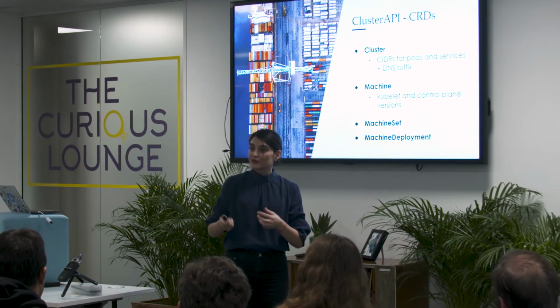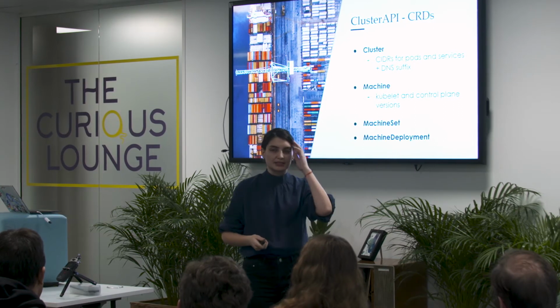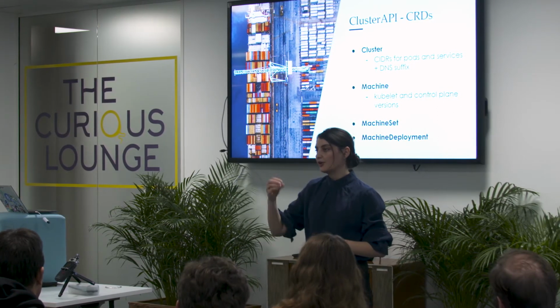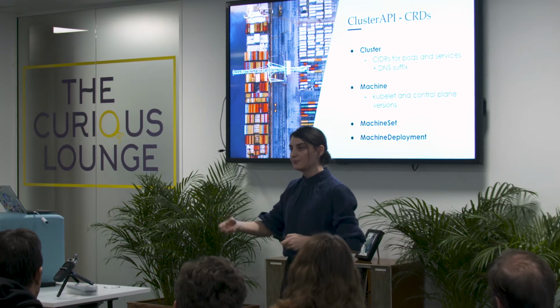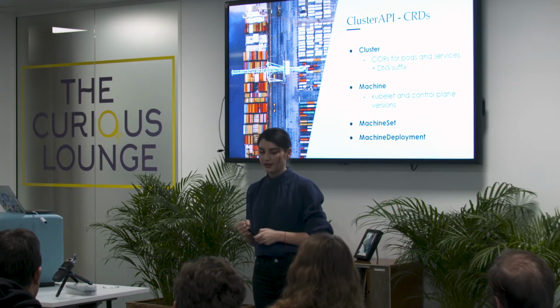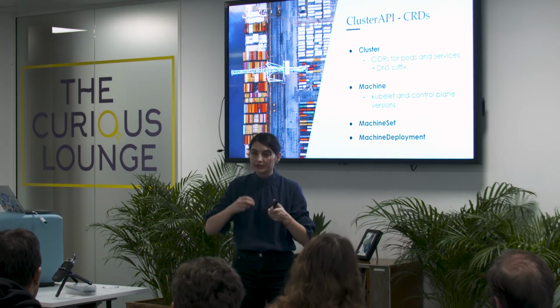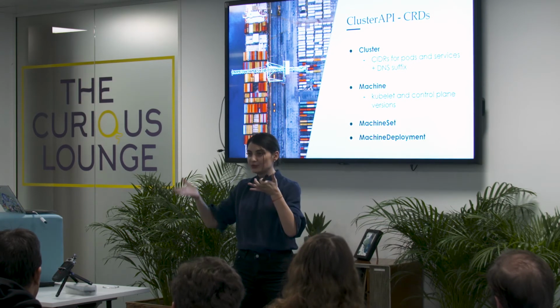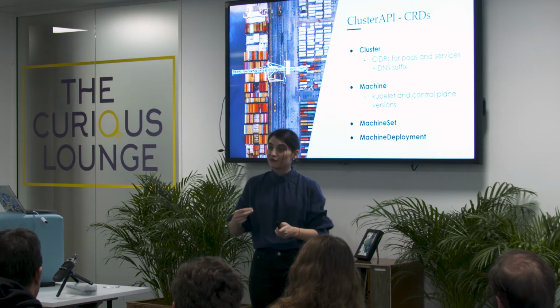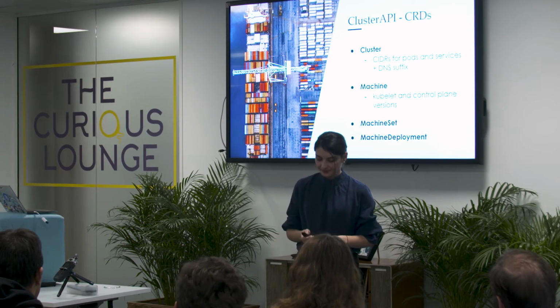Machine set is very similar to replica set, which means that it's going to make sure that an amount of machine resources is going to be up and running at all times. And machine deployment is very similar to deployment, and it will reconcile any changes between 2 machine sets using a very powerful rolling out strategy.